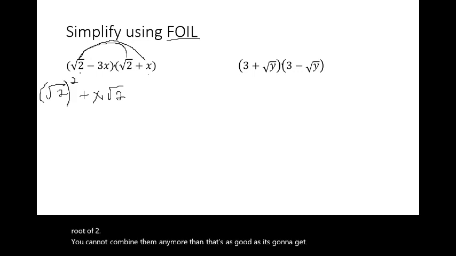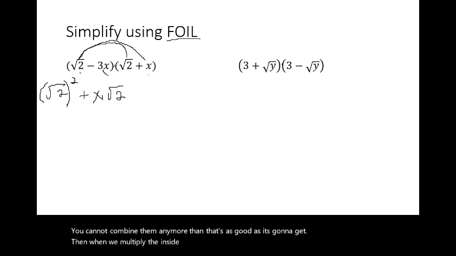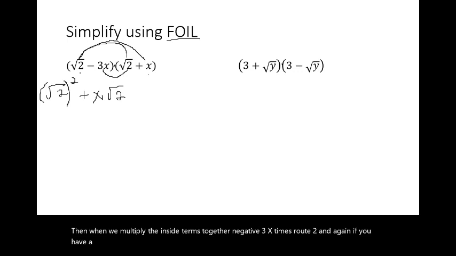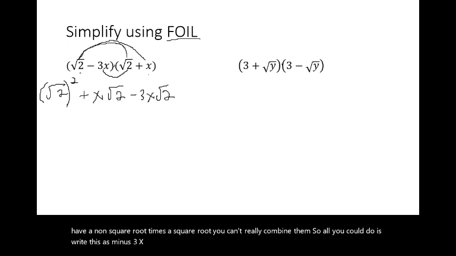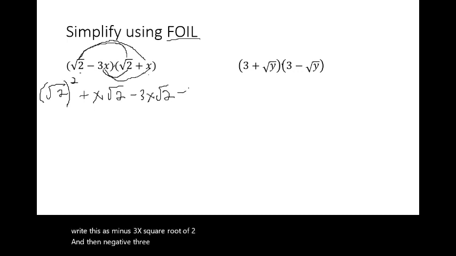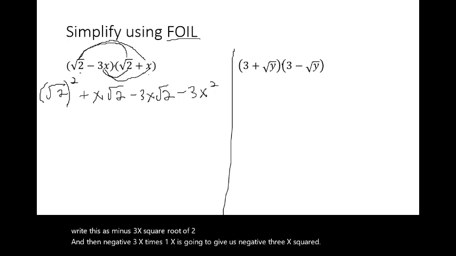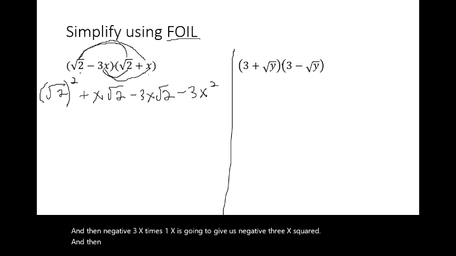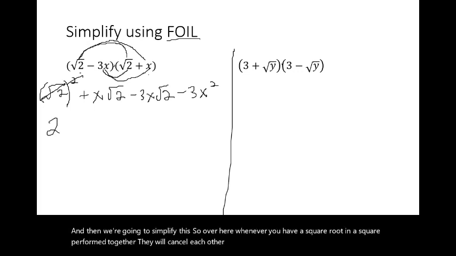Then when we multiply the inside terms together, negative 3x times root 2, and again, if you have a non-square root times a square root, you can't really combine them, so all you can do is write this as minus 3x square root of 2. And then negative 3x times 1x is going to give us negative 3x squared. And then we're going to simplify this. So over here, whenever you have a square root and a square performed together, they will cancel each other out, and that leaves you with 2.